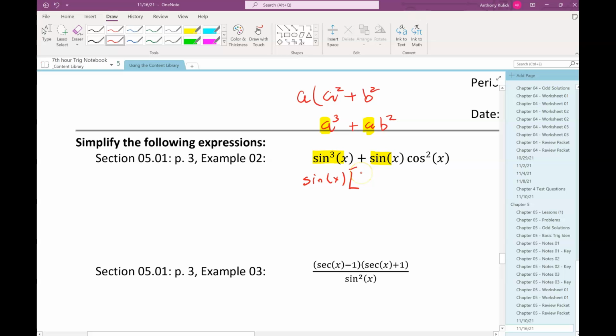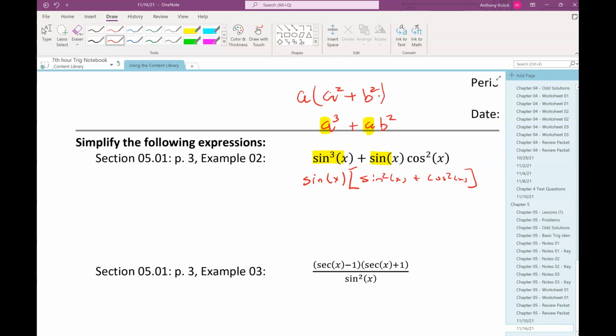So when I take out that sine x, what's left? Sine cubed becomes sine squared. And sine x times cosine squared becomes just cosine squared, right? Is everybody okay with how we did that?